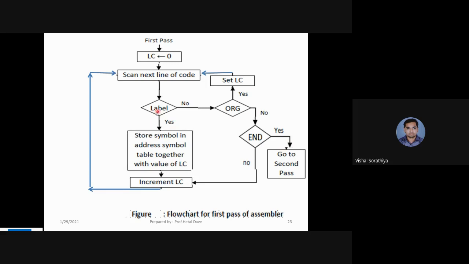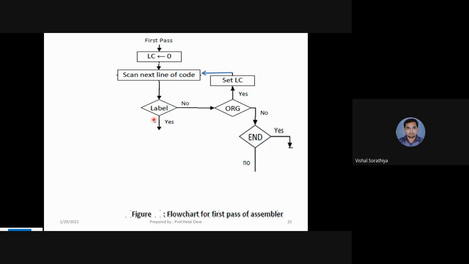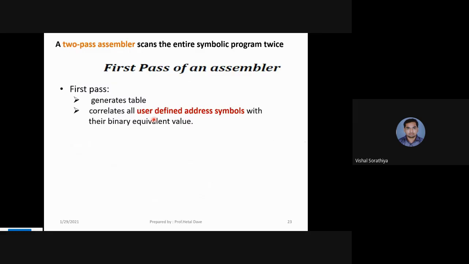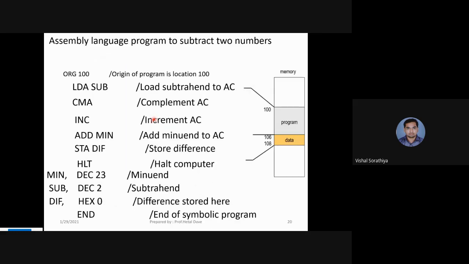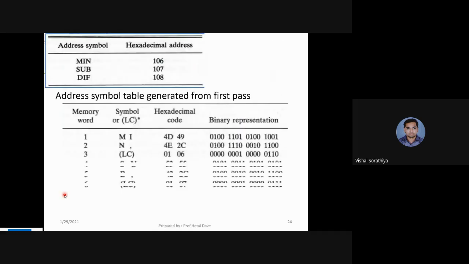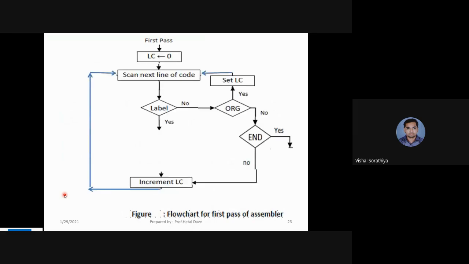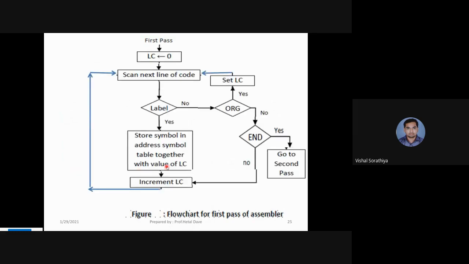If there are symbols or labels, like how we can say the label, it looks like this. The labels you have seen over here, like MIN, SUV, DIF, are labels. So if such a label is there in your assembly program, then what you need to do is store the symbol in an address symbol table together with the value of LC.